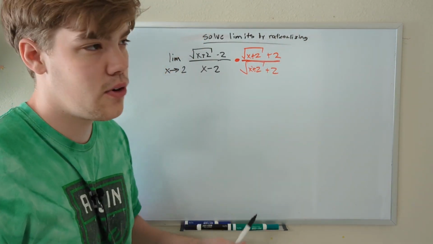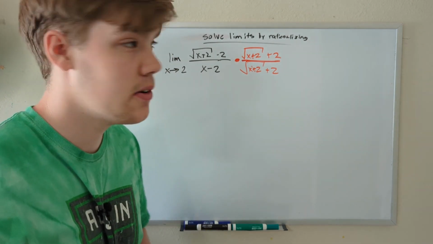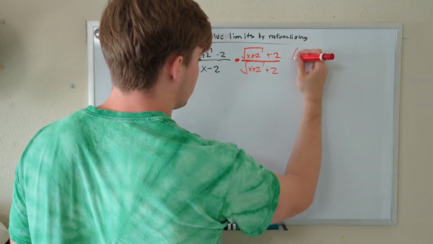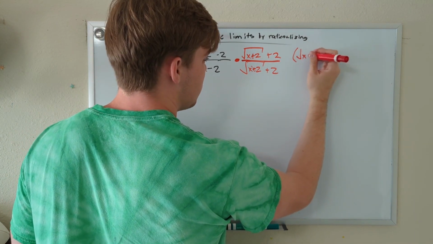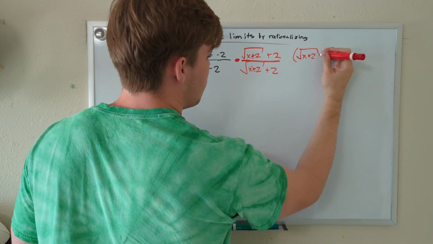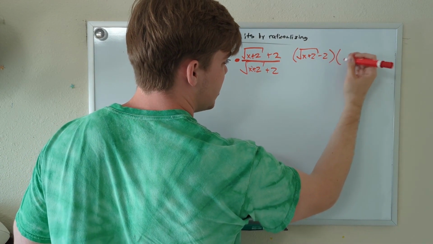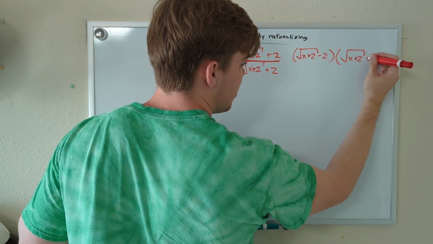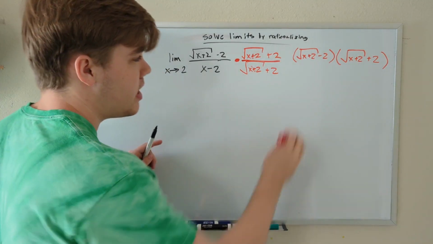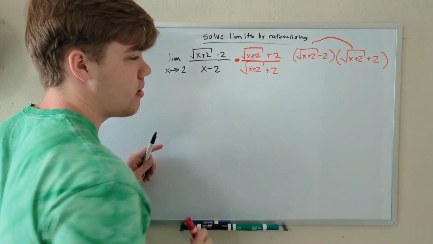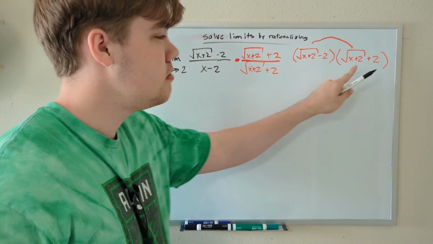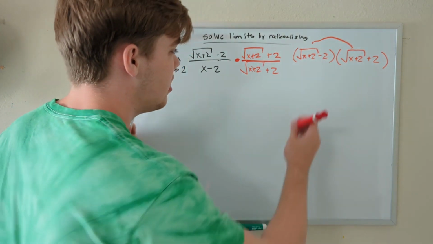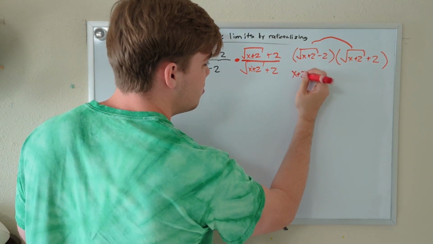And once again, we're going to have to FOIL and do that whole process, but I'll walk you through it. Let's do that over here. First, we're going to do the numerator, which is equal to the square root of x plus 2 minus 2 times its conjugate, which is the square root of x plus 2 plus 2. Foiling this out, we have the square root of x plus 2 times the square root of x plus 2. The square root of two values that are the same multiplied by each other is just whatever value is within the square root. So this is just x plus 2.